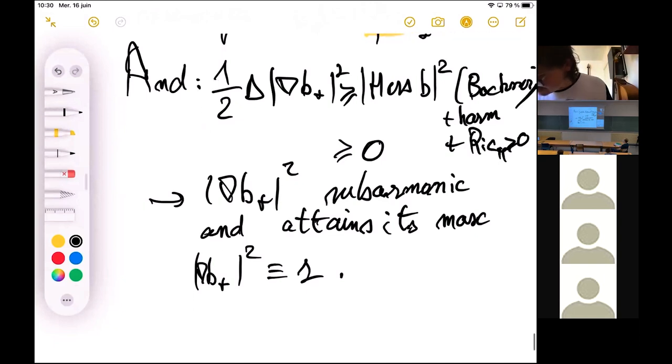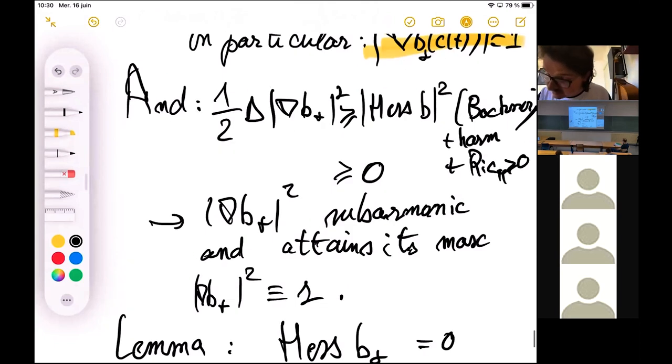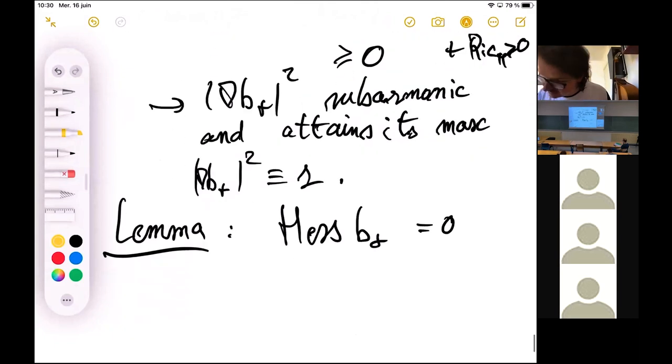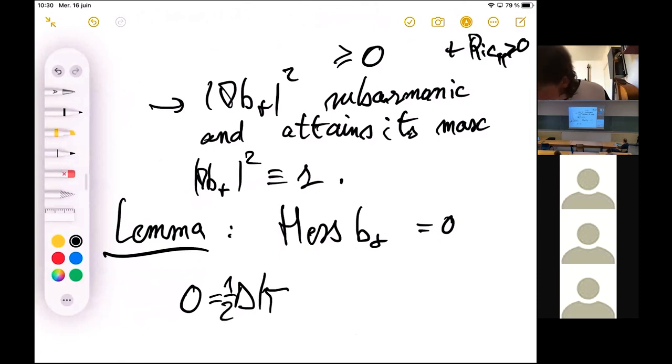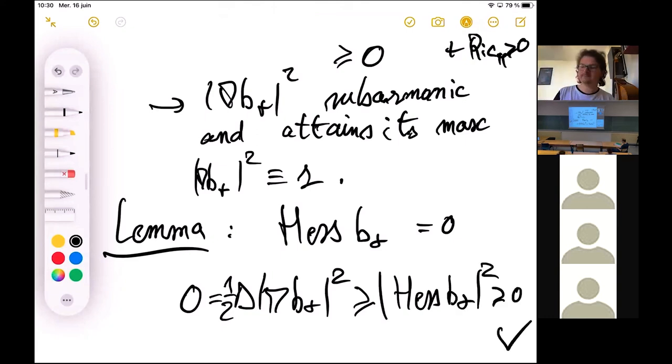But yeah, now the second lemma, and this will be the end of the talk. The Hessian of b plus is equal to 0. Well, now the answer is here. So since b plus is a distance function, the Laplacian of b plus squared is equal to 0. And we already said that this was bigger than the Hessian of b plus squared. So check.